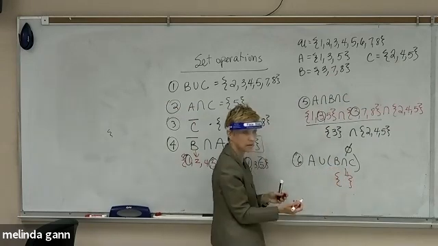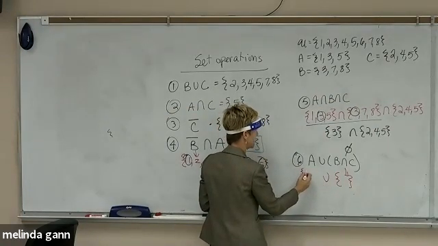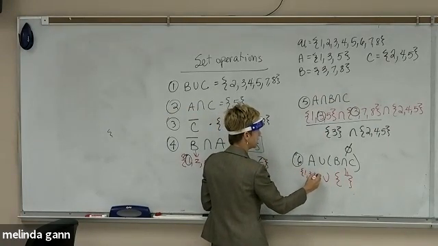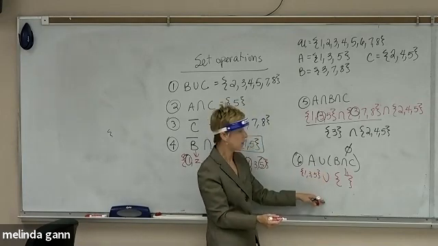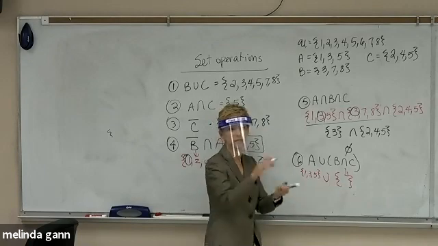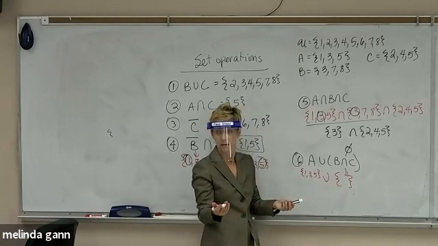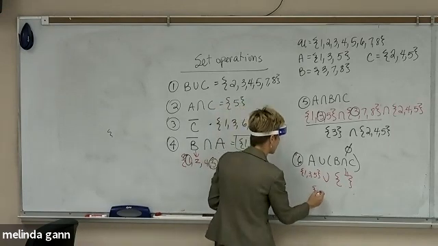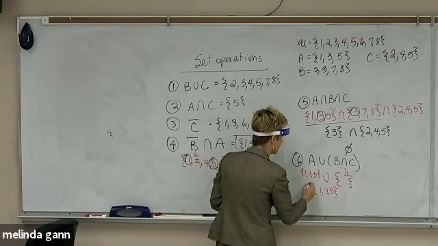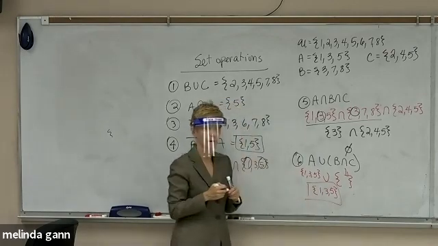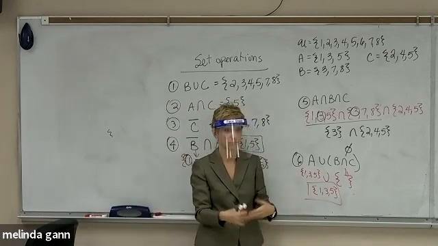Everybody with me? I'm supposed to union that with A. Now what does A have in it? 1, 3, and what? 5. So I need all of it. So this is like taking a bucket that's empty and dumping it in. Does it change anything? So what's my answer? 1, 3, and what? 5. The empty set doesn't add anything.